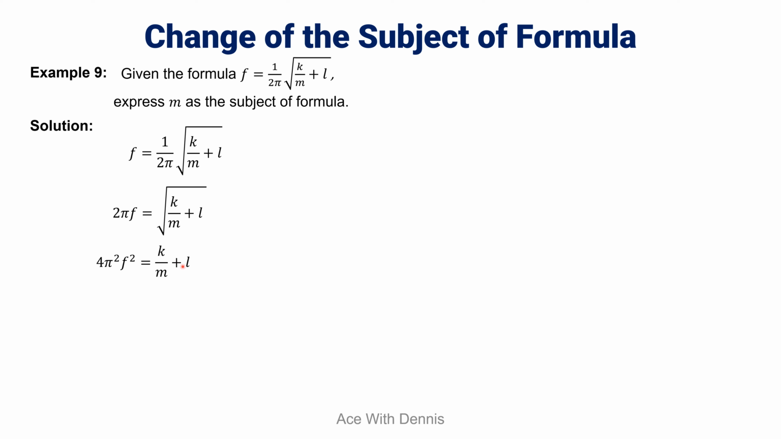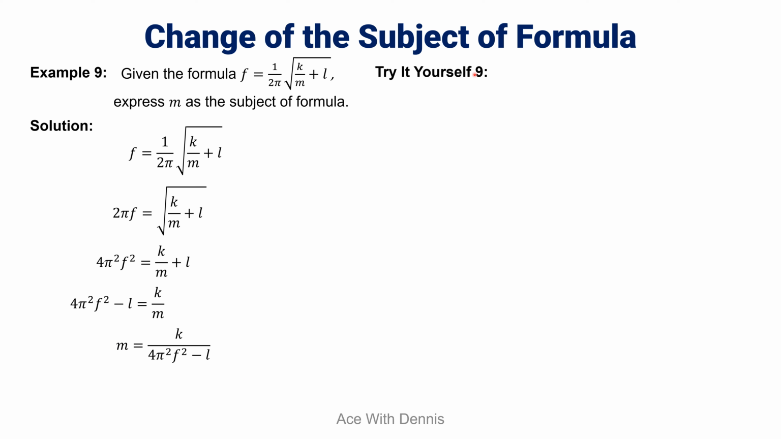I have to move this plus l to the other side, becomes minus l. So it's 4π²f² − l equals k over m. The m is still here, so I'll move this to the right hand side and this whole thing to the left hand side. So what will happen? Then m will be equal to k over everything here, 4π²f² − l. So I have made m the subject of this formula.